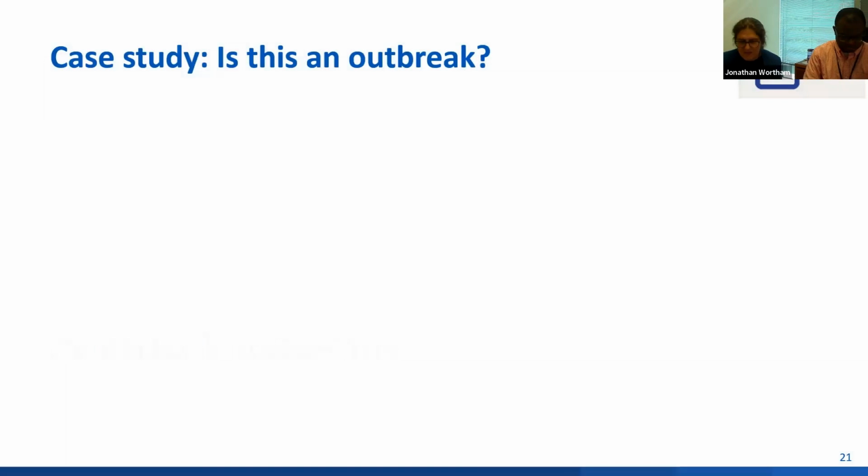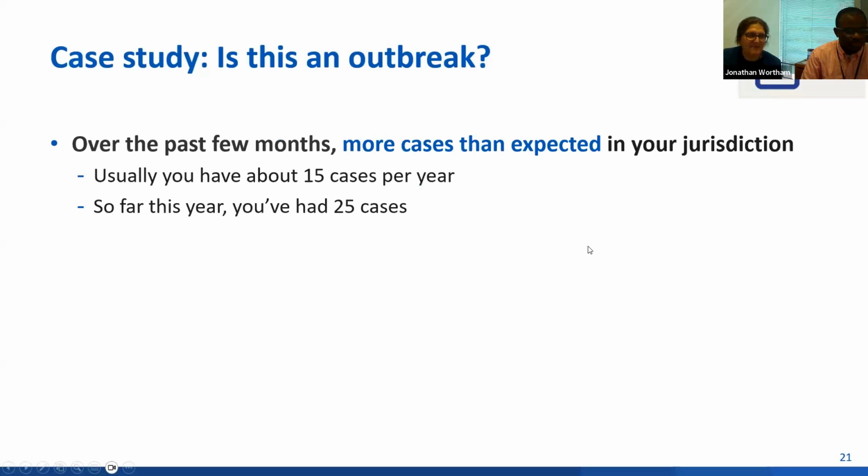So if you don't mind doing this mental exercise with us, where you just think through whether you would consider this to be an outbreak, and please use the chat. So whatever your usual jurisdiction is like, think about how many cases of TB maybe you reported last year and the year before. Imagine you're in a county that maybe normally has 15 cases or so a year. But so far in 2024, you're up to 25 cases.